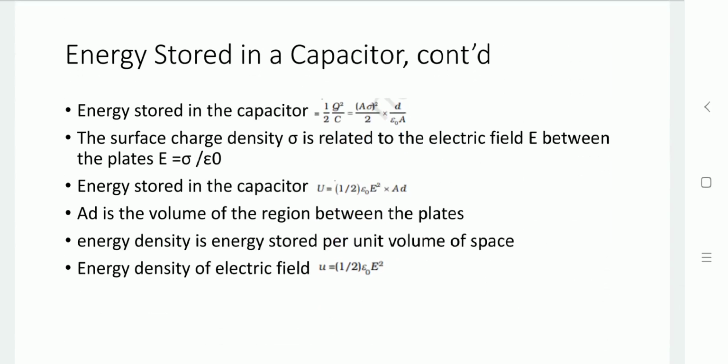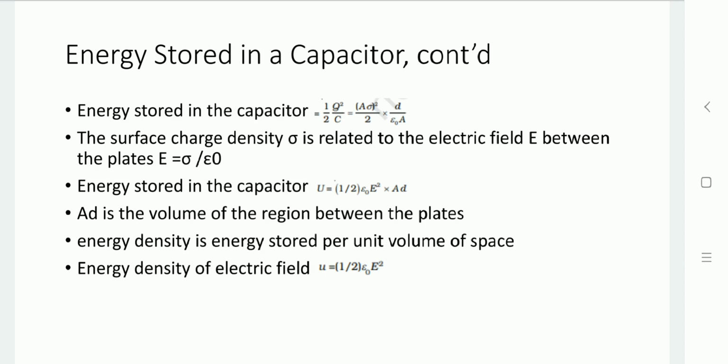C is equal to epsilon A by D, and the total charge is A into sigma, where sigma is the charge density. That charge density is proportional to the electric field E, the externally applied field. So sigma is proportional to E. While removing the proportionality, it is replaced with epsilon 0. So sigma equals epsilon 0 into E.